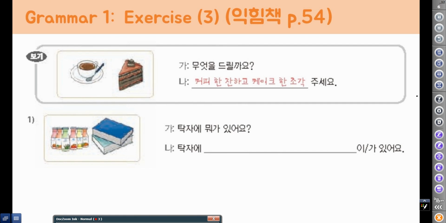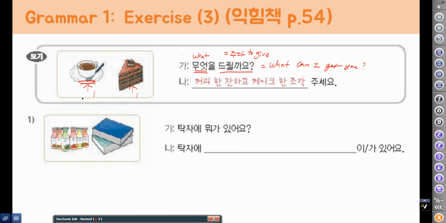Okay, next one. So here, 무엇을 드릴까요? This is actually the expressions where you can use it at the coffee shop, right? The staff asks, 무엇을 드릴까요? 무엇? What. 드릴까요? Honorific form of 주다, to give. So, what do I give you? What can I get you? Right? 무엇을 드릴까요? What can I get you? What do you need?